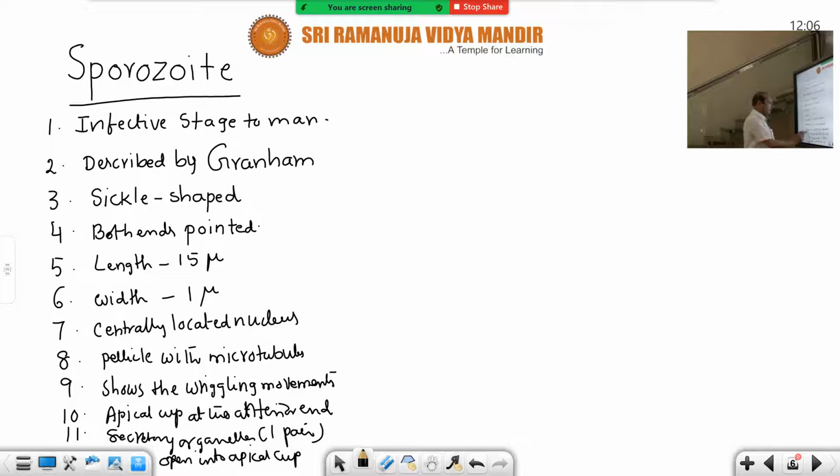So, the apical cup is at the anterior end, into which the pair of secretory organelles open. These secretory organelles secrete an enzyme. The enzyme secreted by the secretory organelles is cytolysin.